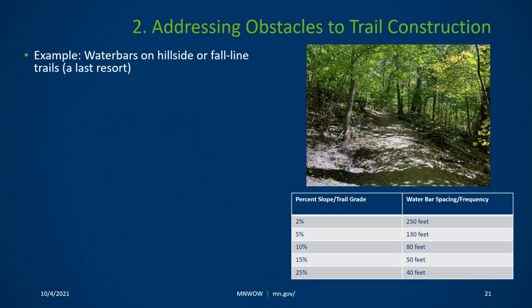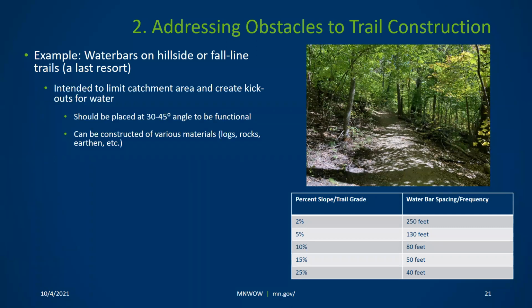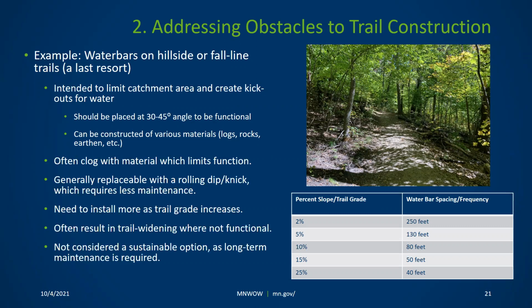So again, here's water bars. The picture here, it's difficult to see, but there is one partially functioning water bar in that picture. Again, I stress this is a last resort. These are intended just to limit the catchment area and create kickouts for water. They need to be installed correctly, high enough, and maintained, kept clean in order for them to be functional. They should be placed at a 30 to 45 degree angle across the trail tread. They can be constructed of various materials. This one in the picture is log, but rock often works a little bit better. You can often create earthen humps too that do something similar.